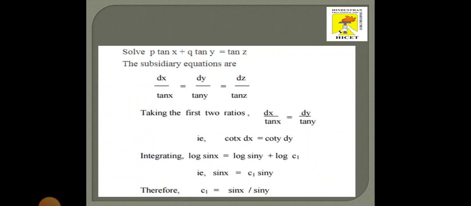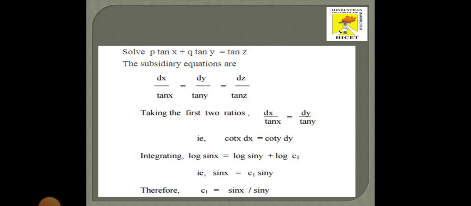Solve p tan x plus q tan y equal to tan z. Now the subsidiary equations are, here P is tan x, Q is tan y and R is tan z. So dx by P equal to dy by Q is equal to dz by R is dx by tan x equal to dy by tan y equal to dz by tan z. Now taking the first two ratios, dx by tan x is equal to dy by tan y. Now 1 by tan x is cot x, so cot x dx equal to cot y dy.